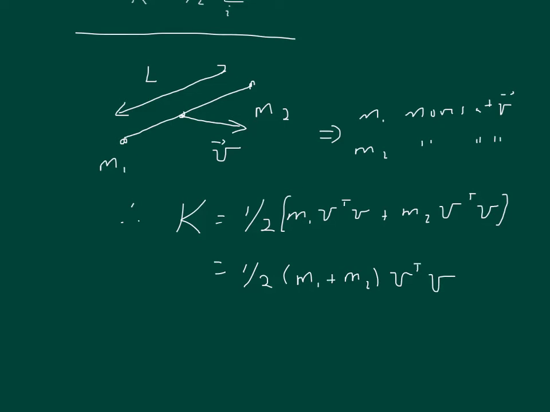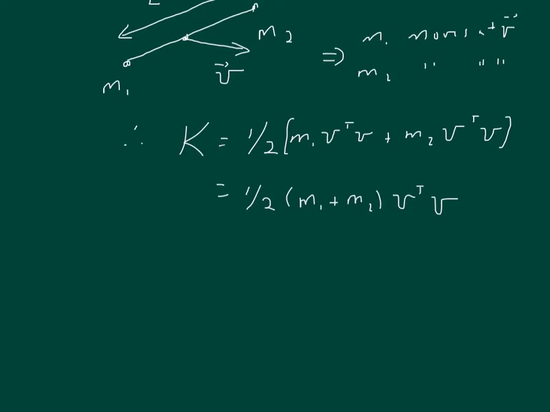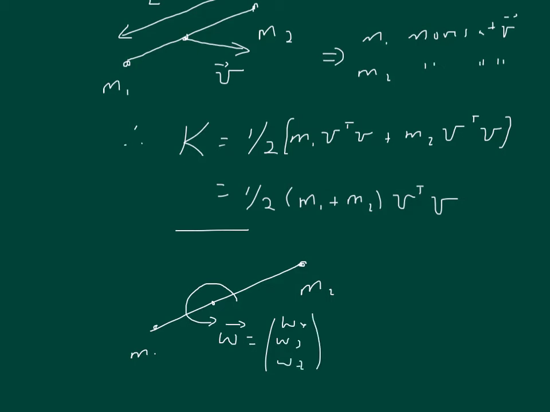Now, let's suppose that instead of moving at velocity v, this rod spins. So again we have a rod with mass 1 and mass 2, and if we pick some point on this rod, let's suppose that the rod is spinning with some angular velocity vector omega. This could be a three-dimensional vector, expressed as omega x, omega y, omega z in an xyz coordinate frame.